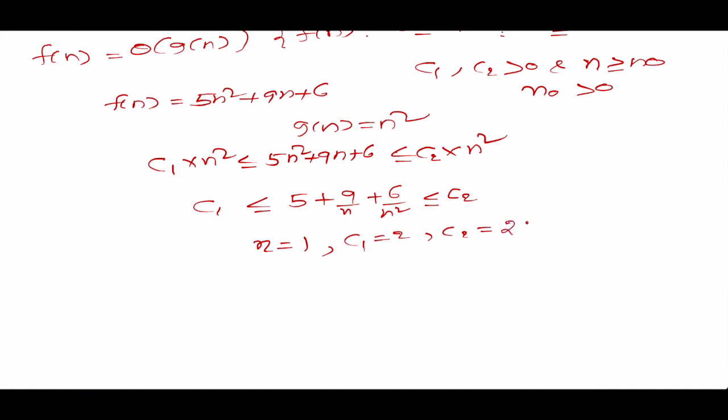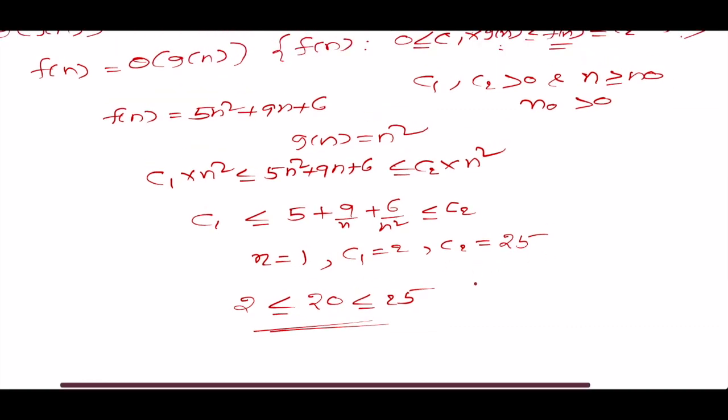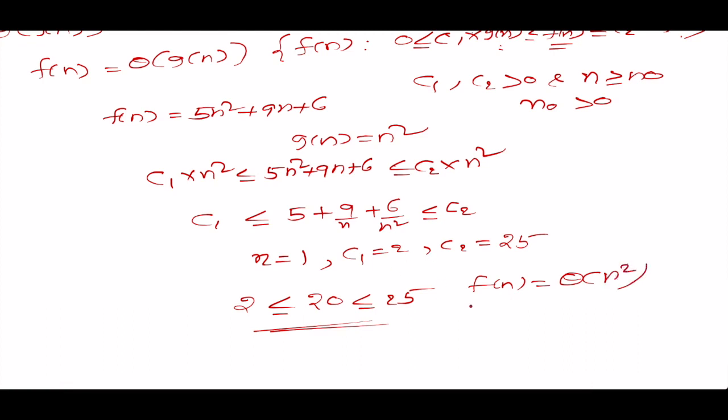I think let's take 25. Okay, when we substitute, 2 less than or equal to, this will become 20, right? And then 25. Correct. So this satisfies the condition. So that means our f of n is theta of g of n. In our case, g of n is n square. Correct, right? So where c1 equals 2, c2 equals 25, and n naught equals 1.